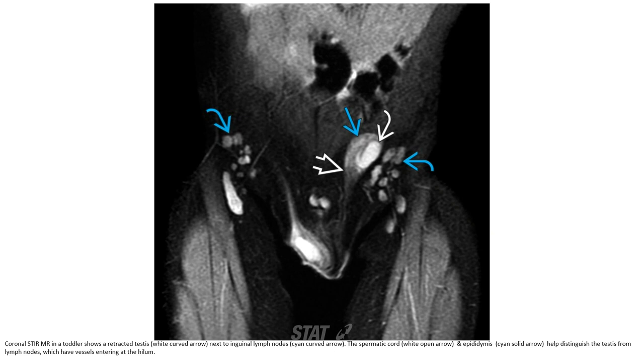In another case, this is a coronal image of a retracted testis in a toddler, next to an inguinal lymph node. The spermatic cord and epididymis are thickened, and the testis is distinguished from the lymph node by vessels entering at the hilum.